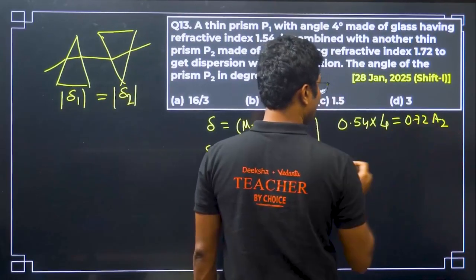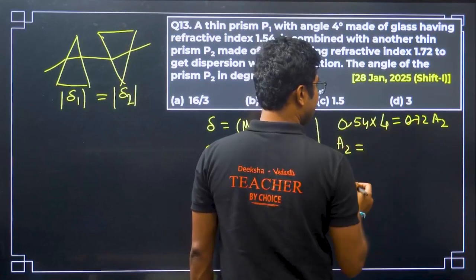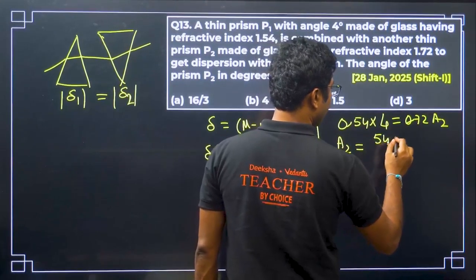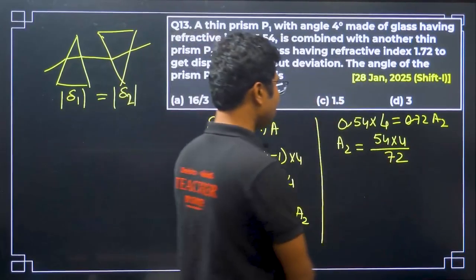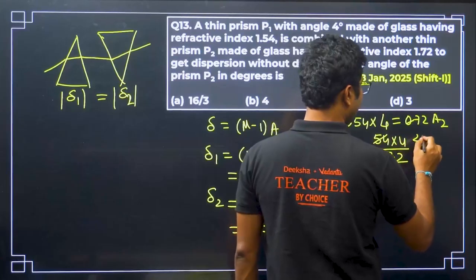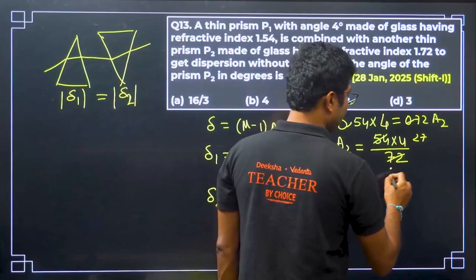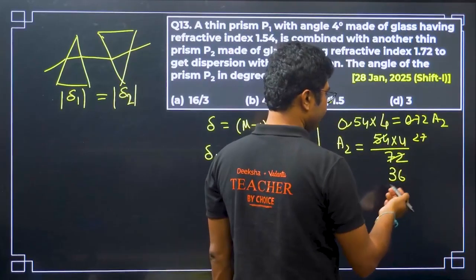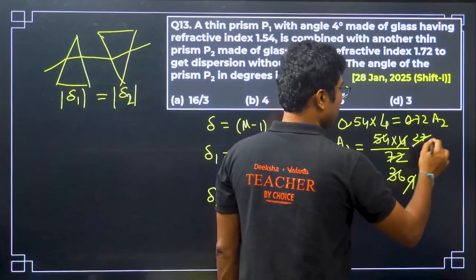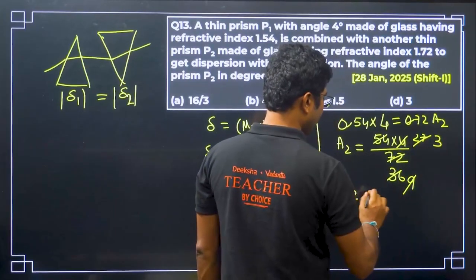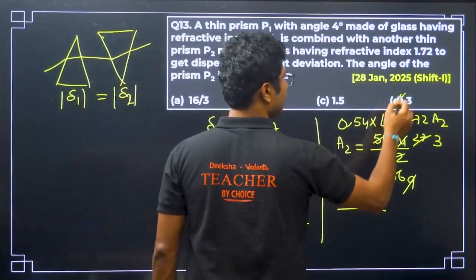So A2 will be, now decimal can get cancelled, you get 54 into 4 divided by 72. Now we have to do some cancellations. So 2 into 27 is 54, 36. 2s are 72, 4, 9, 3. So A2 will be 3 degrees. Okay, so A2 will be 3 degrees. So correct answer is option D.